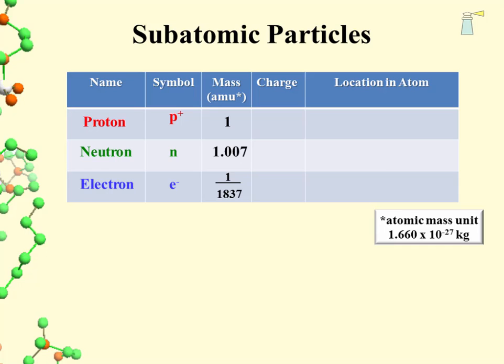The other major property of the atom is charge. The charge on a proton is +1. The neutron has no charge. It is neutral, 0, as its name suggests. The charge on the electron is -1.